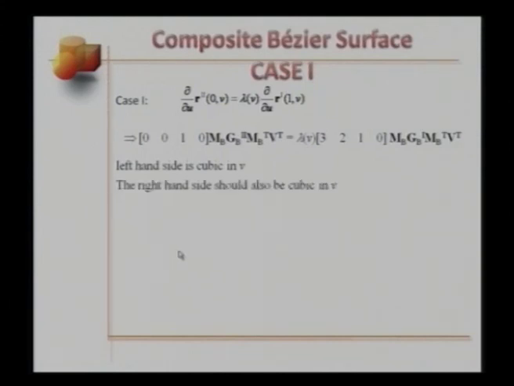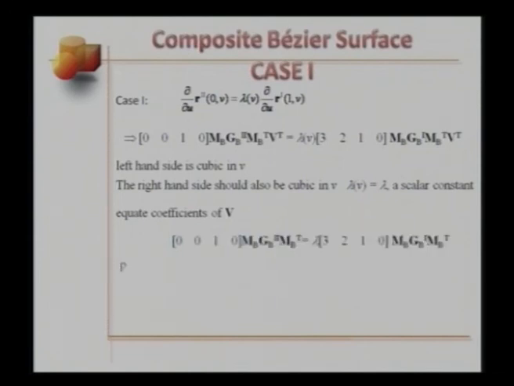For this equation to hold good, the right-hand side should also be cubic in parameter V. We already have cubic terms in V transpose here. For that to happen, lambda of V should not be a varying function, but should be a scalar constant, lambda. We can equate coefficients of V to get [0, 0, 1, 0] M sub B, GB of the second patch, and MB transpose equals lambda [3, 2, 1, 0] M sub B, GB of the first patch, MB transpose.